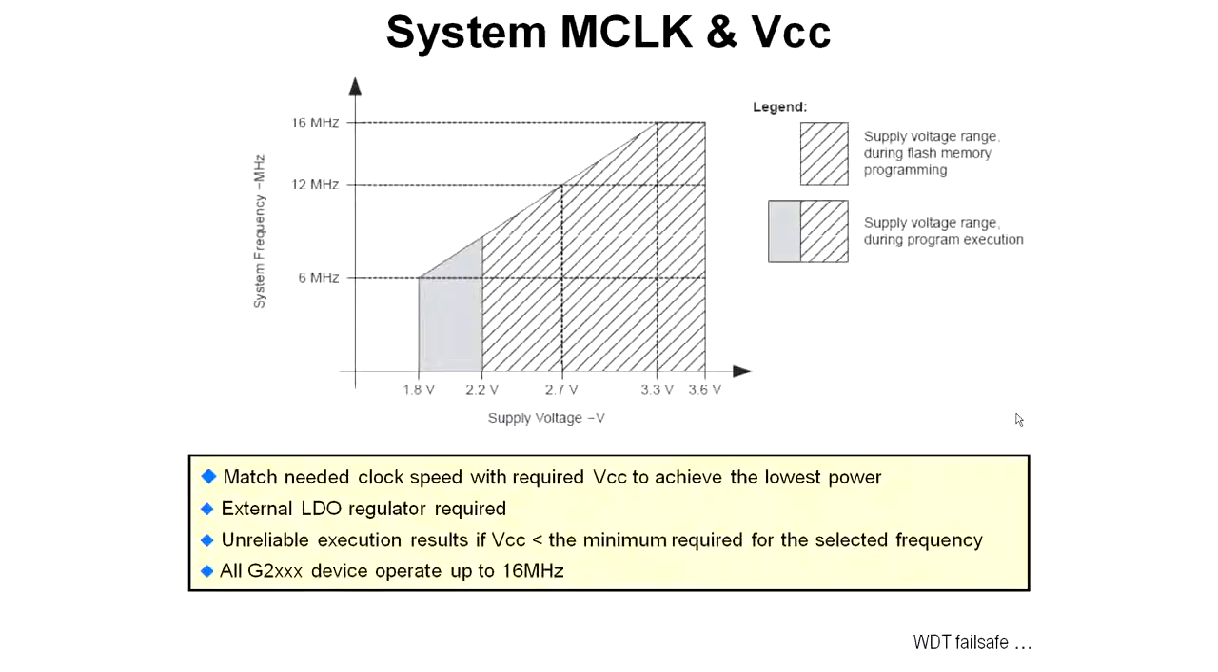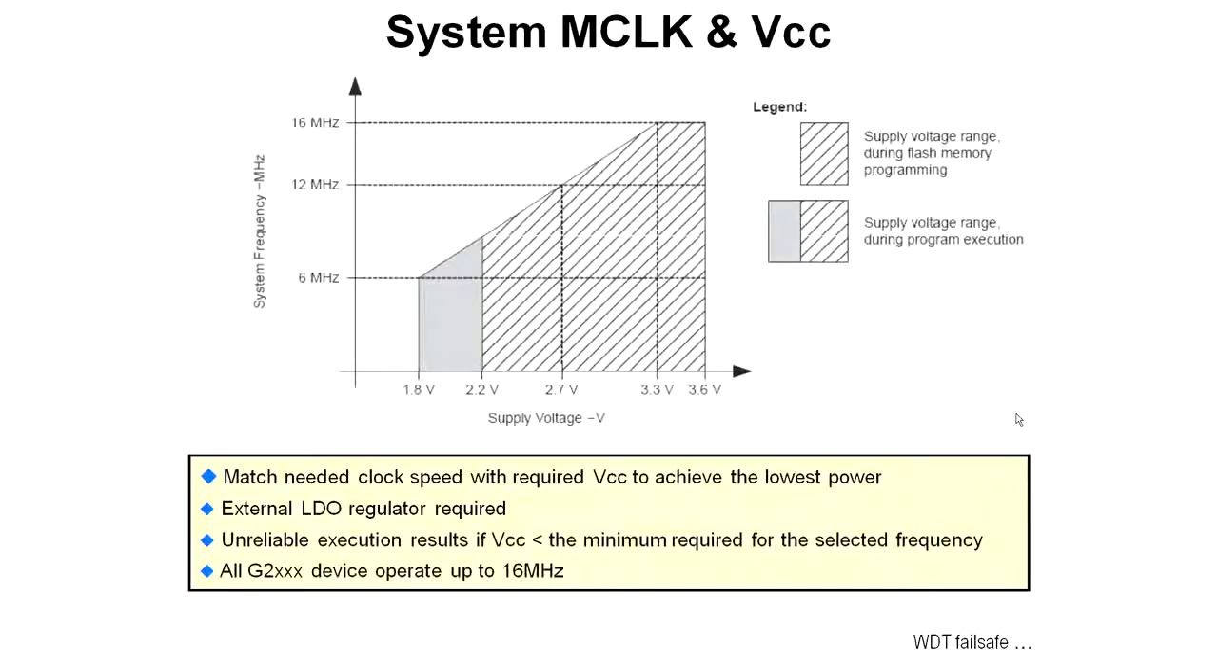The required VCC varies for the system M clock that you intend to run the part at. If you intend to run this part at 3.6 volts or 3.3 volts, you can run all the way up to 16 megahertz. But if you want to run it down near 1.8 volts, you can only run the part at 6 megahertz. So you need to match the clock speed that you need with the required VCC to achieve the very lowest power that you possibly can.